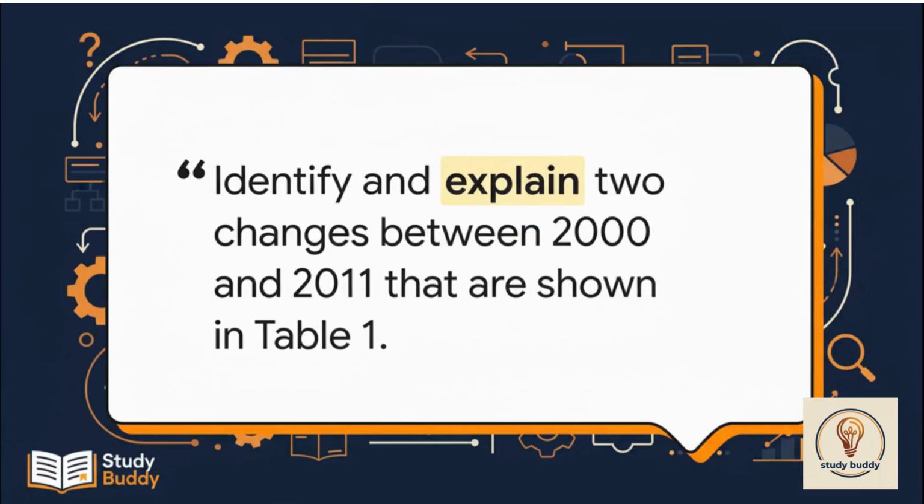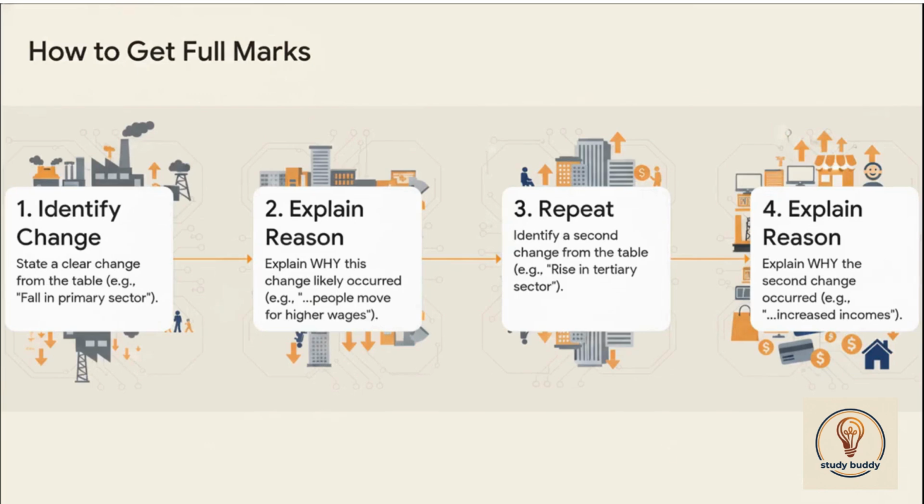Okay, let's level up. Here's a trickier one, a 4-mark question using that table we looked at earlier. Now notice the keywords here. It doesn't just say identify the changes. It says you have to identify and explain them. That's where you earn the big marks. Don't panic. There's a simple 4-step playbook for this.